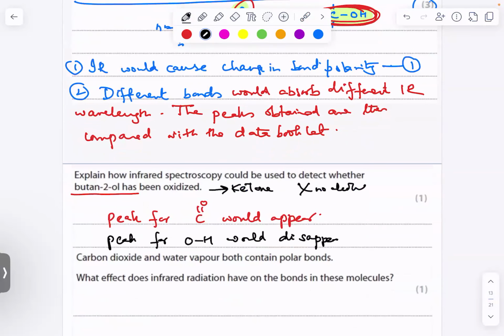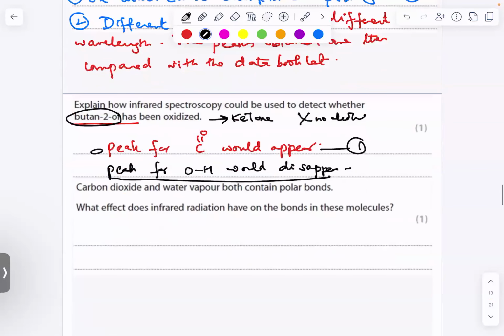Yes, it was correct, but it's better. I do want you to write the full answer. So you are going to get 1 mark when you write this. I was simply telling you that there would be no peak for OH because it confirms that butan-2-ol has been completely oxidized. There is no alcohol left.